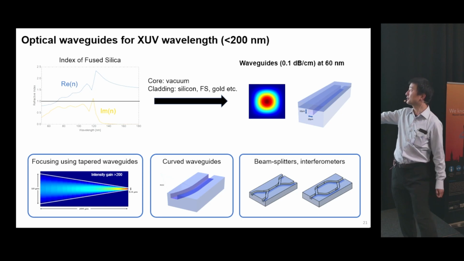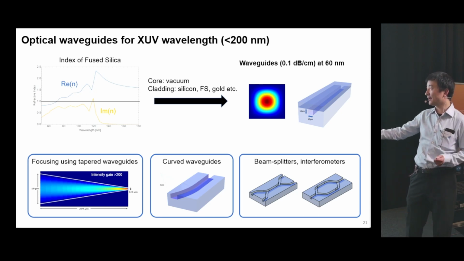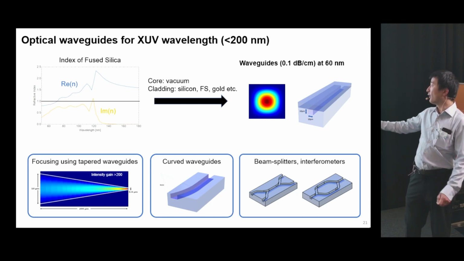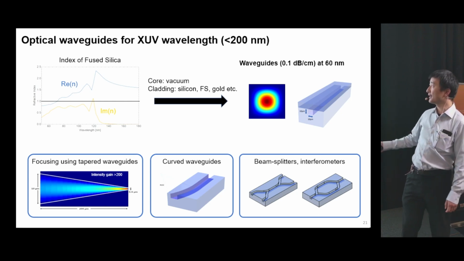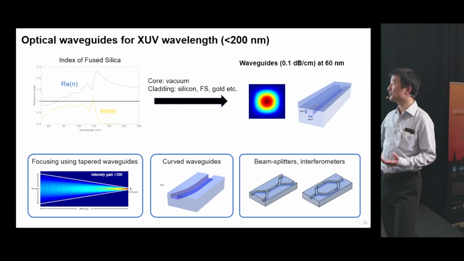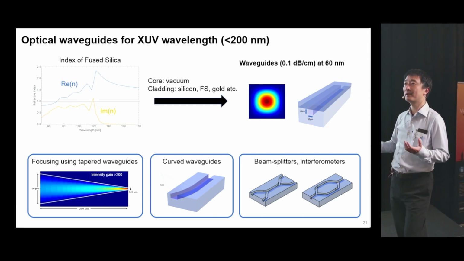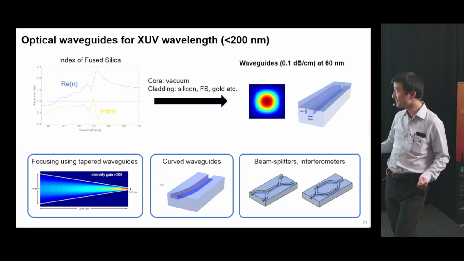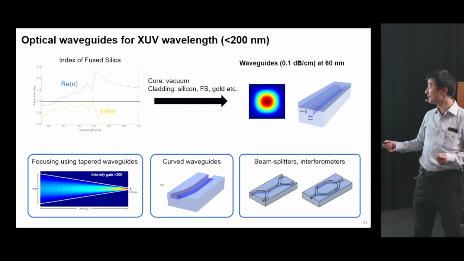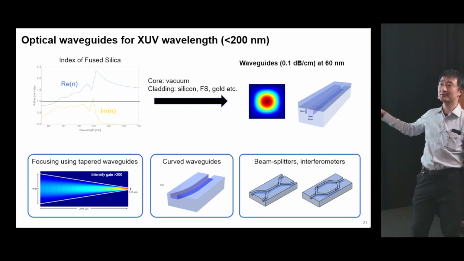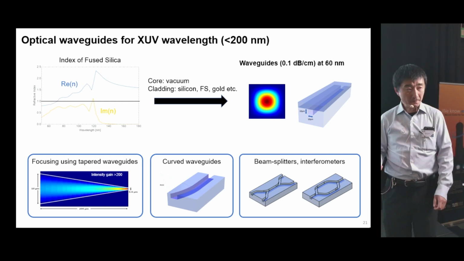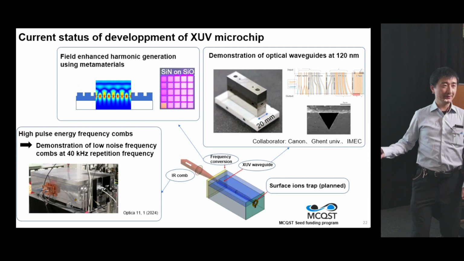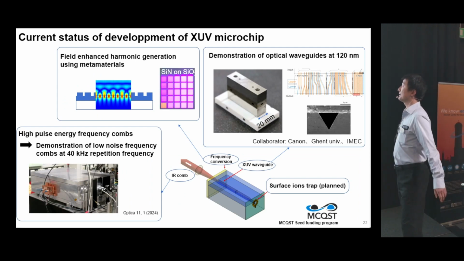We can also think about curved waveguides that can be used as a mirror, or we can have beam splitters and interferometers to make such an optical circuit at very short wavelengths. And all of these are very difficult to realize by simply using conventional free space optics, just mirrors, at very short wavelengths. But by using these waveguide technologies, we can imagine having all these special optics. So this is our current status of the development of the XUV microchip.